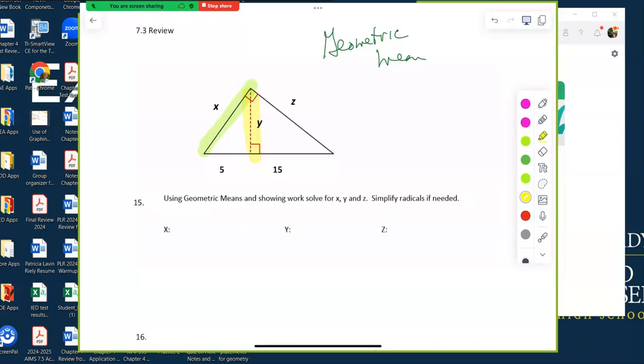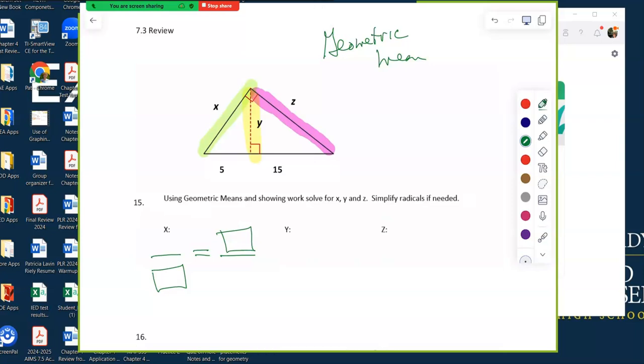And then the last one, this leg, is the geometric mean between the piece of the hypotenuse closest to it, which is the 15, and the entire hypotenuse. So since I'm working with geometric means, remember the video that we watched tells us that the geometric means go here and here. They're the low high and they repeat.